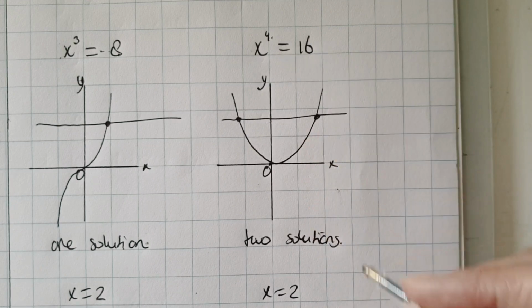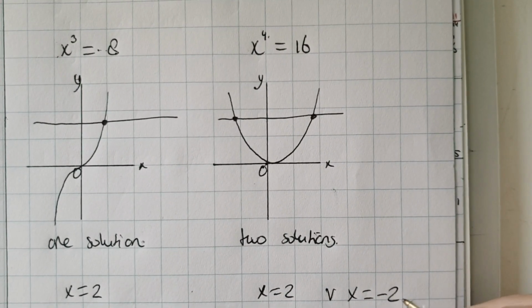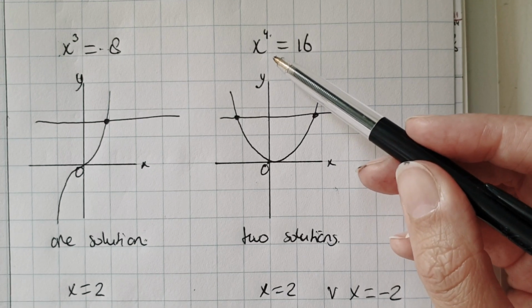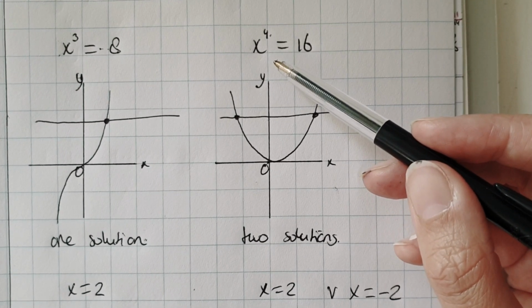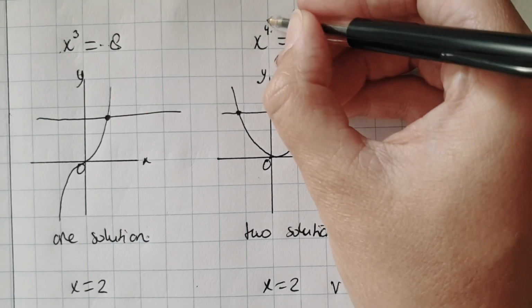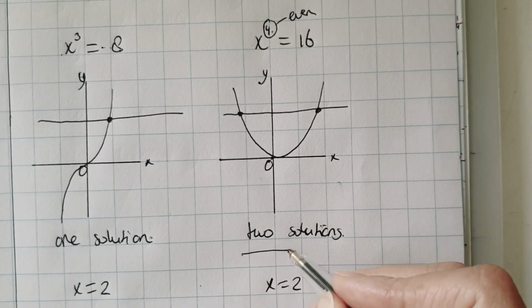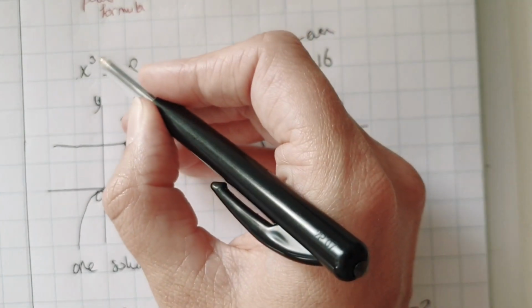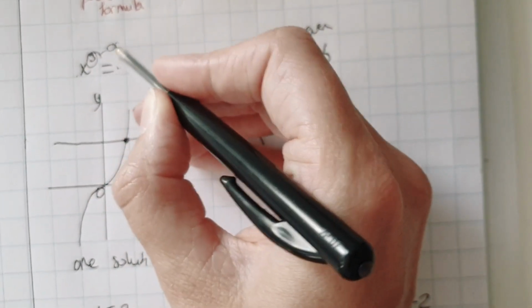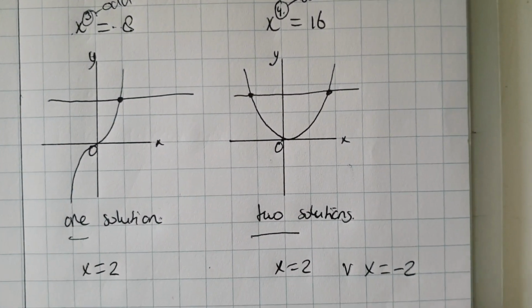I can also fill in, or X is minus 2. Why? Because if I do minus times minus, it becomes plus. Times minus again will be negative. Times minus again will be positive. So when the exponent is an even number, you will always have two solutions. And when this exponent is an odd number, you will always have one solution. That's always the case.